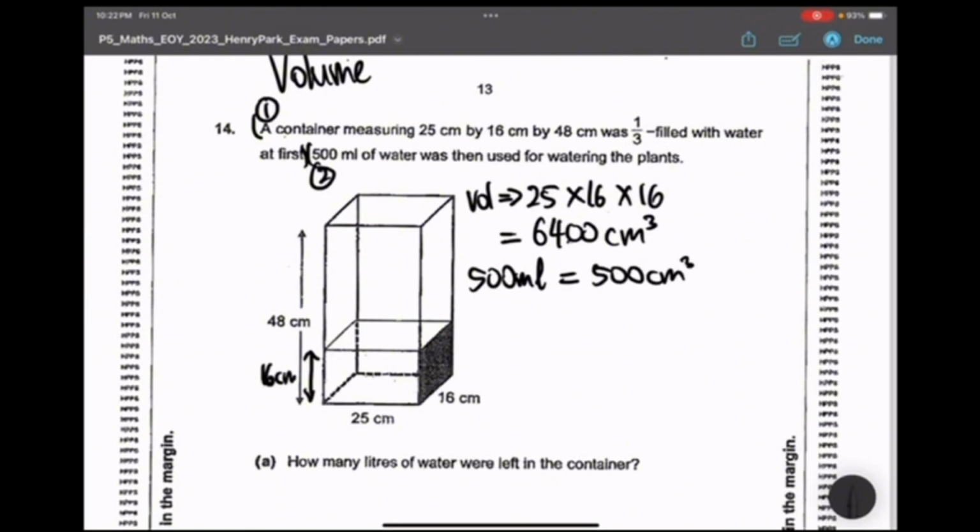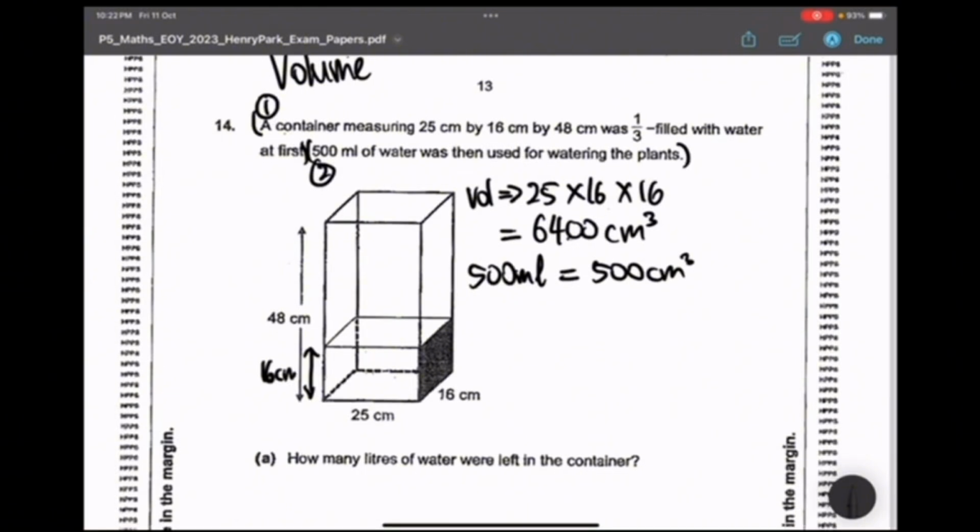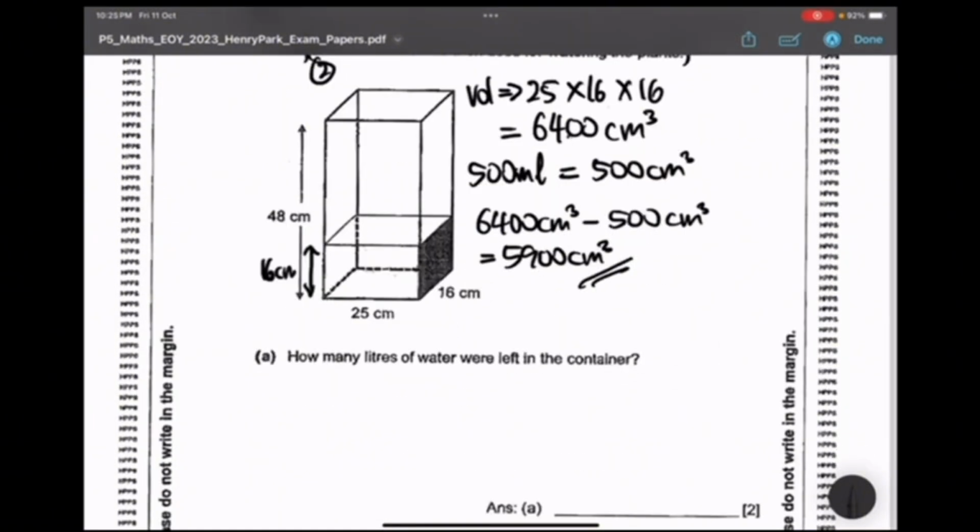Okay, and if 500 cm cube of water is being used to water the plants, the amount of water after the watering of the plant would simply be 6,400 cm cube minus 500 cm cube, and that would give me 5,900 cm cube. Now, looking at part A, it says how many liters of water were left in the container.